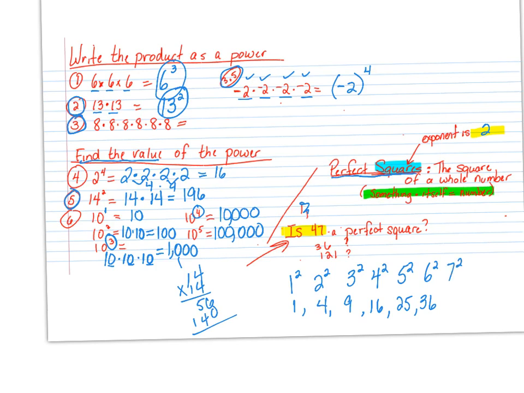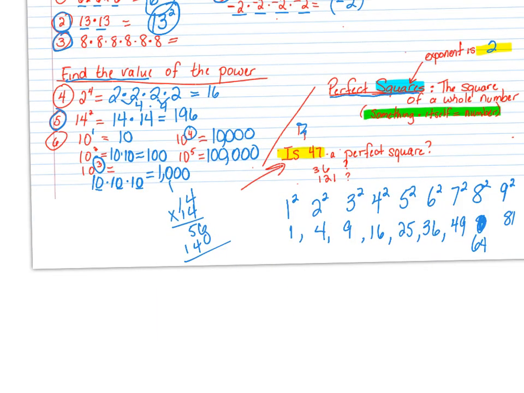7 squared is 49. 8 squared is 81. Oh, sorry, my bad. How about 64, Mrs. Bowen? Duh. 9 squared, here we go, 81. 10 squared, 100. 11 squared. You're going to have to memorize these. 121. 12 squared, 144. 13 squared is 169. And it keeps going on and on and on.